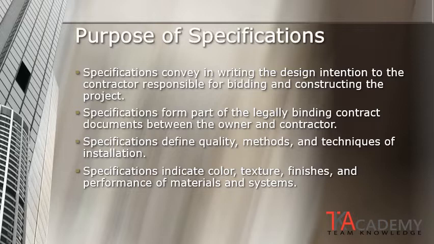Specifications form part of the legally binding contract documents between the owner and the contractor, as well as the drawings do. Specifications define quality, methods, and techniques of installation. They also indicate color, texture, finishes, and performance of materials and systems. These are items that are more easily explained in written word than they are by drawing.